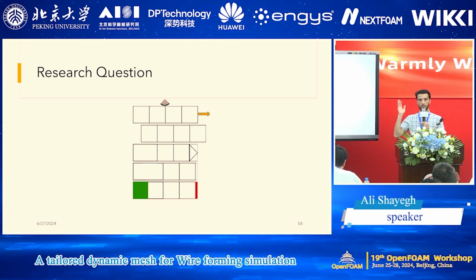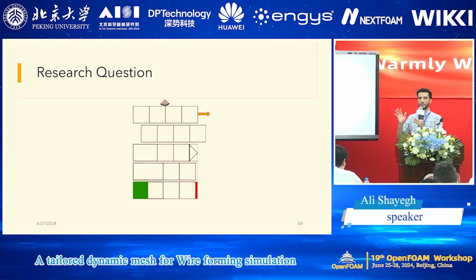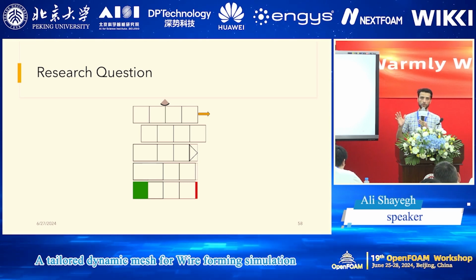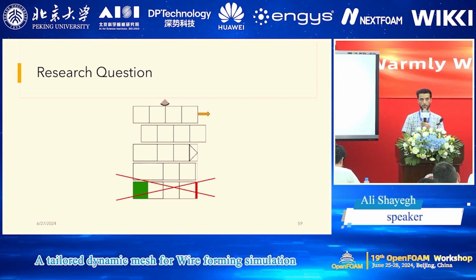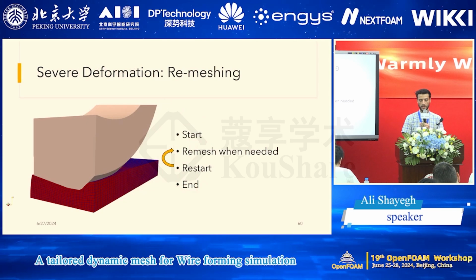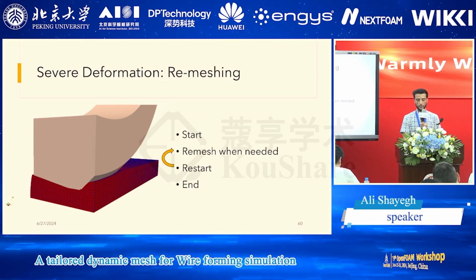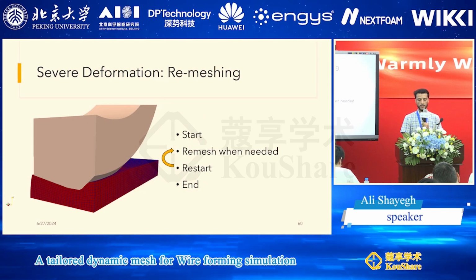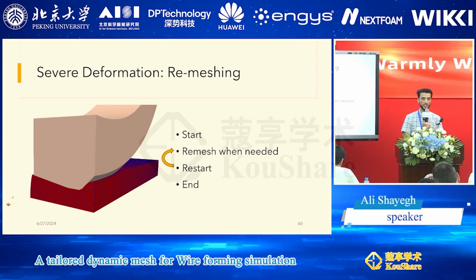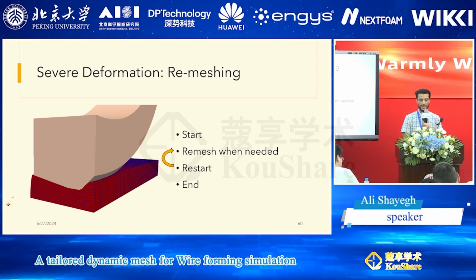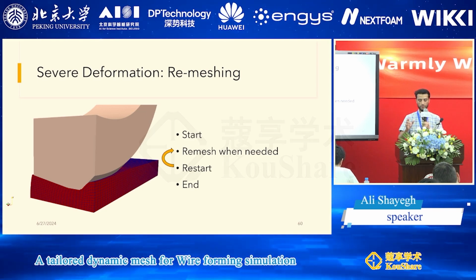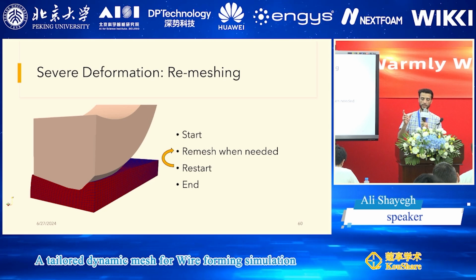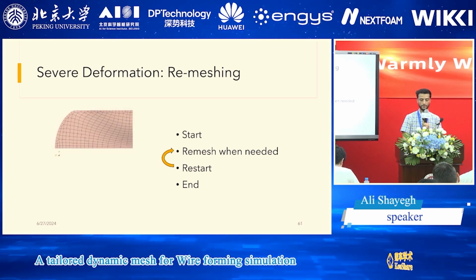So the whole idea of having a fixed piece of wire collapses unless you come up with some idea to be able to use that method again. So the algorithm we came up with was starting the simulation, remeshing when the simulation crashes, and then removing a piece of the wire at the end. I will show that in the next slide.